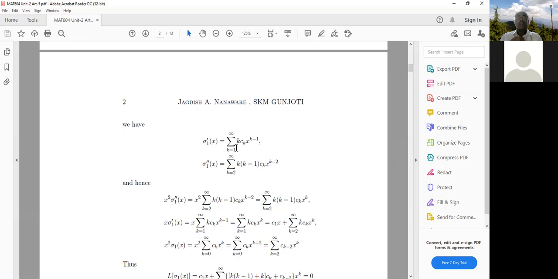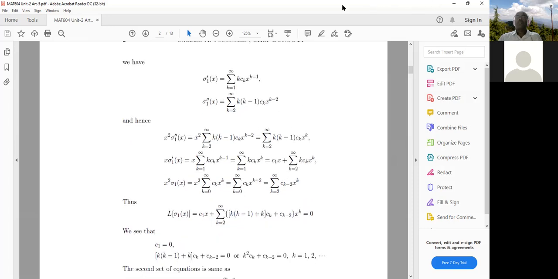And therefore now first we find the terms x square sigma 1 double dash, then x sigma 1 dash, and x square sigma 1. So we just multiply sigma 1 double dash here by x square. So here you have to multiply this by x square throughout. Right?